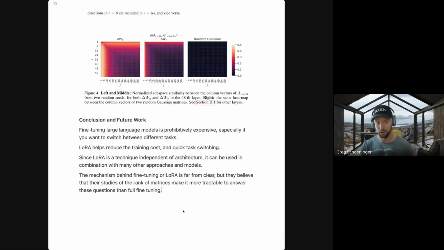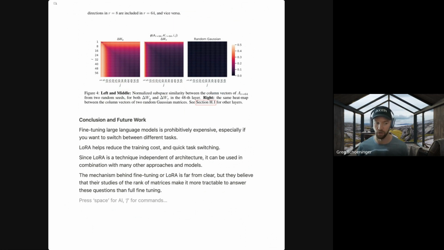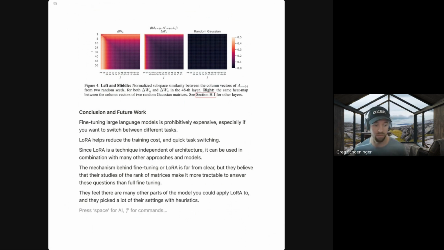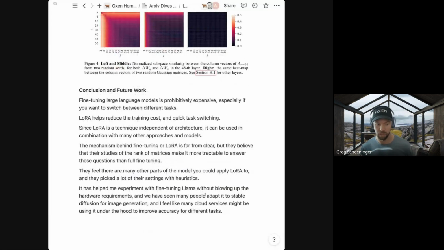They mentioned that the mechanism behind it is far from clear, but they feel like the studies of the ranks of the matrices gave them a little more insight than a full fine-tuning, where you have no insight into why this might have worked better. You could just use a lot of heuristics to pick some of the parameter sizes. But I think, like I said before, it's already helped me do a fine-tuning on Llama without blowing up my hardware requirements.